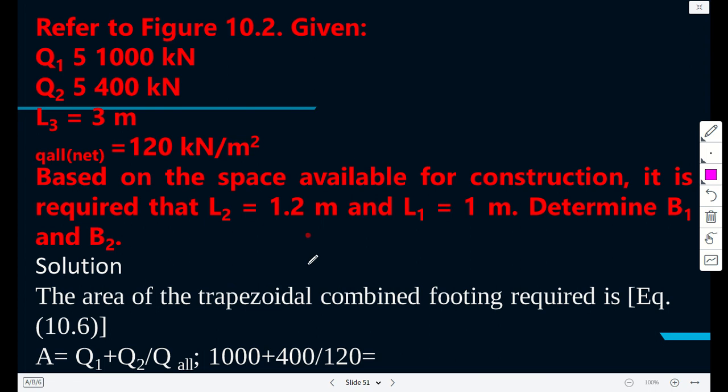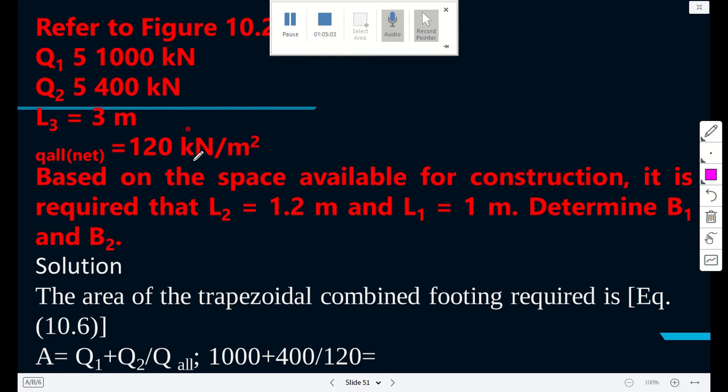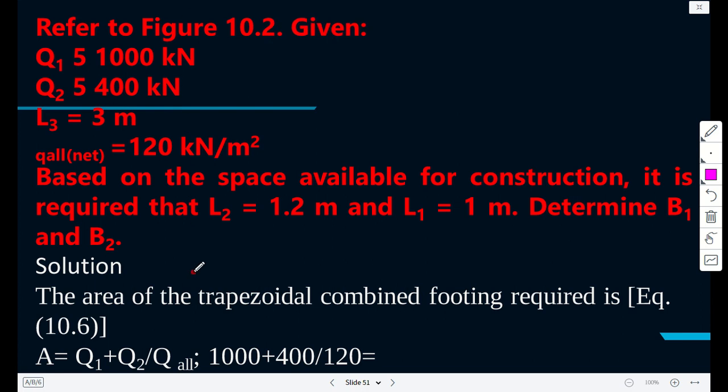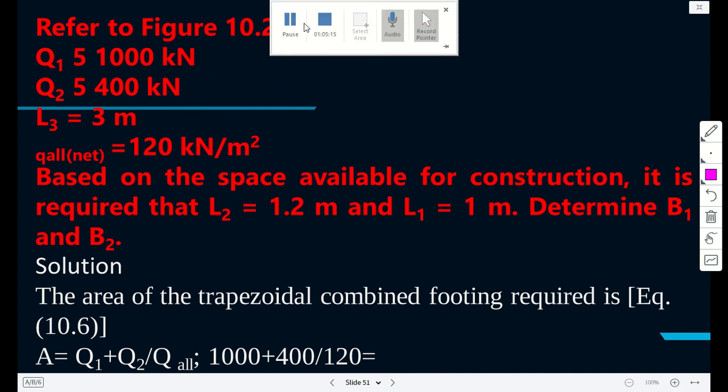So we have an example here for the trapezoidal, and I want to challenge you now because I want you guys to participate. I have left gaps here for you to fill until we get the solution. And I want us to work together.